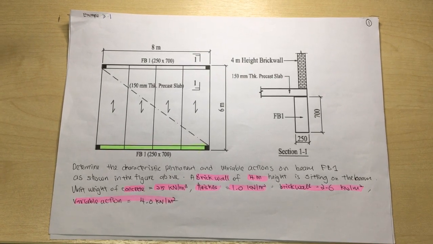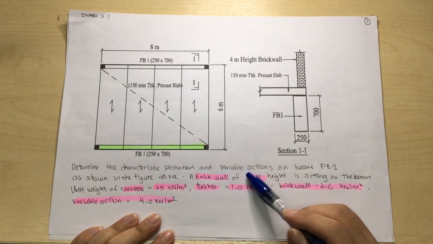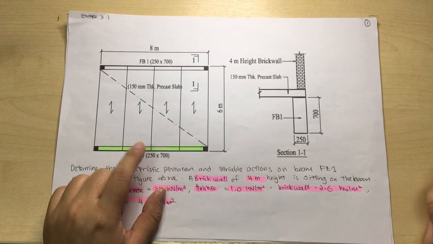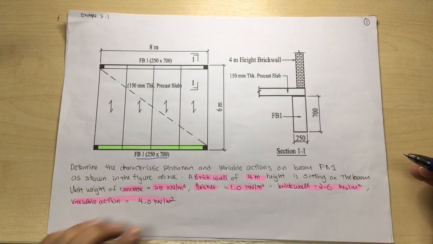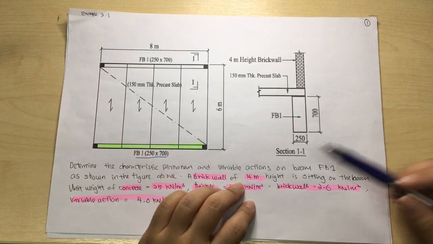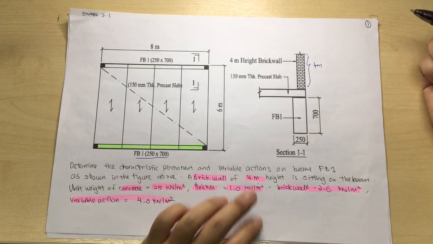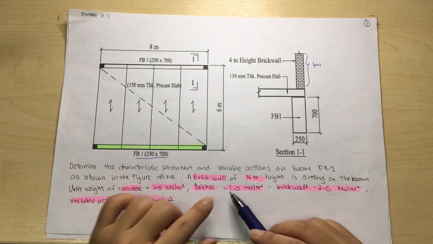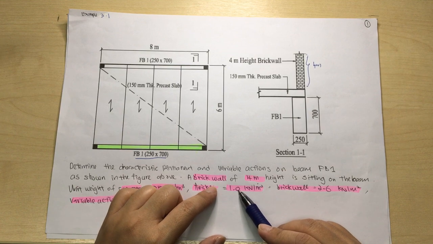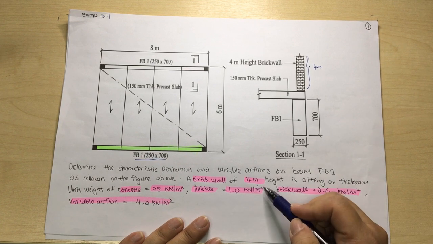This is example 3.1, for loading distributions. The question is to determine the characteristic permanent and variable actions on the beam FB1, which is 250 times 700 as shown in the figure, with a brick wall of 4 meter height sitting on the beam. The unit weight of concrete is 25 kilonewton per meter cube, finishes is 1.0 kilonewton per meter square, and brick wall is 2.6 kilonewton per meter square.